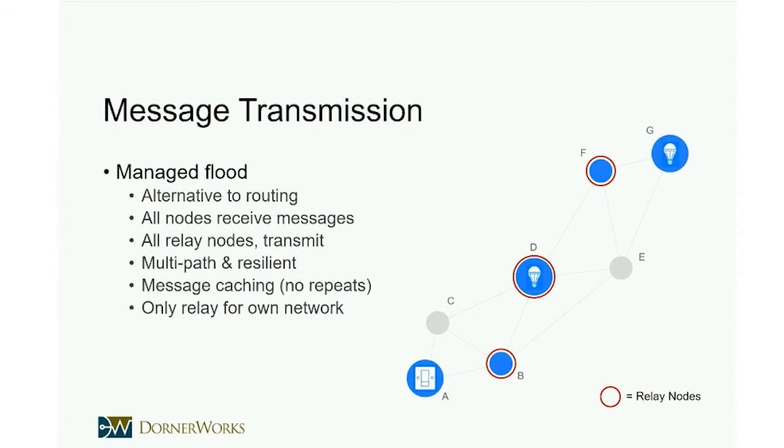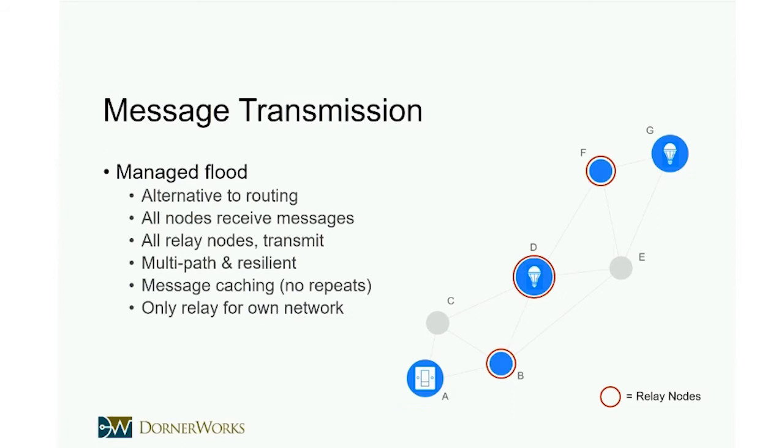So if you look at this, a light switch is node A, a light is node G. And you want to send a message, and you want to say, I want to turn off the light at G. When you send the message, nodes B, D, and F are considered relay nodes. And those guys will relay the messages that they receive.